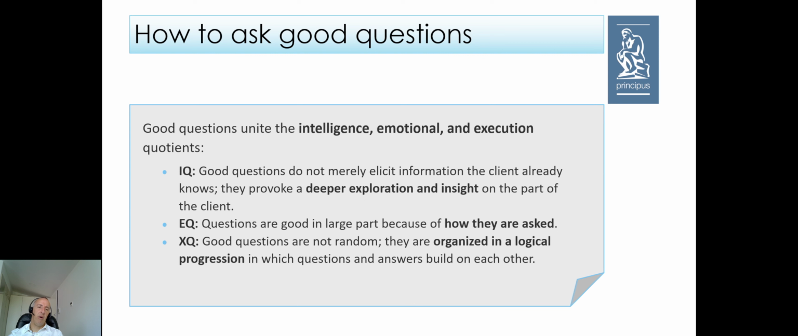Mahan, Khalasa, and Randy Illing defined good questions as the ones that unite 3 quotients: the intelligence, emotional, and execution quotient. Intelligence quotient is about that good questions do not merely elicit information the client already knows. They provoke a deeper exploration and insight on the part of the client. Emotional quotient questions are good in large part because of how they are asked. In execution quotient, good questions are not random. They are organized in a logical progression in which questions and answers build on each other.